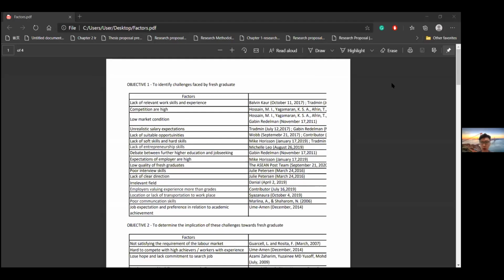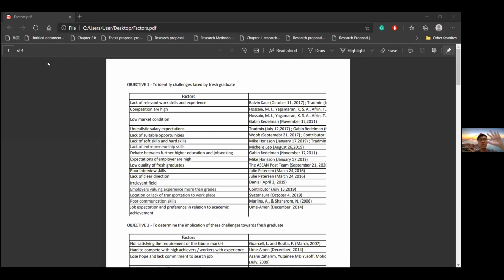Okay, so for Yi Xin, this is the factor our friend found: lack of relevant work, competition is high. You read each sentence slowly and you will notice these are the challenges faced by a fresh grad. So from your problem, there is no such thing that you don't know what factors you found. When you read your literature review, you will know the FM integration factors that people consider: maybe cost, financial, HR related, government policy, or any external factors. These are all the factors.